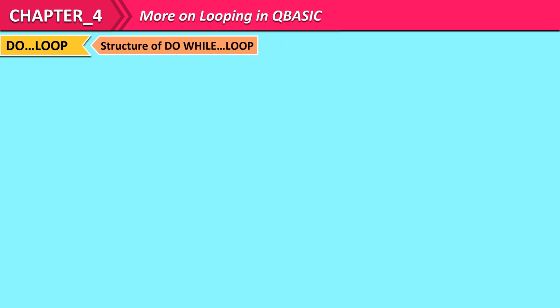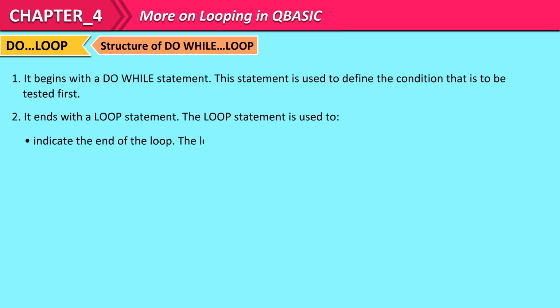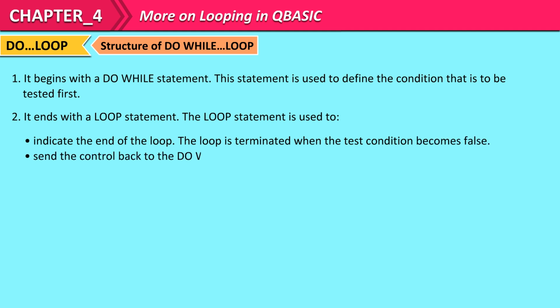Structure of do while loop. First, it begins with a do while statement. The statement is used to define the condition that is to be tested first. Second, it ends with a loop statement. The loop statement is used to indicate the end of the loop. The loop is terminated when the test condition becomes false. Loop sends the control back to the do while statement to check if the condition continues to be true or not.